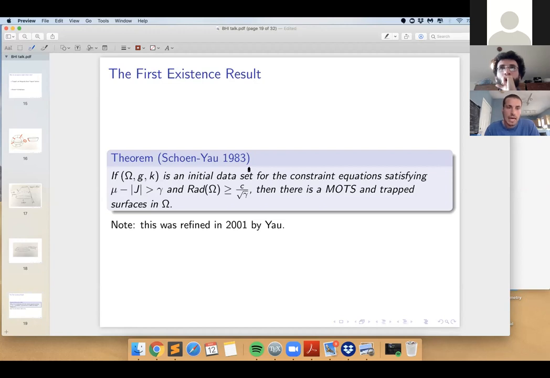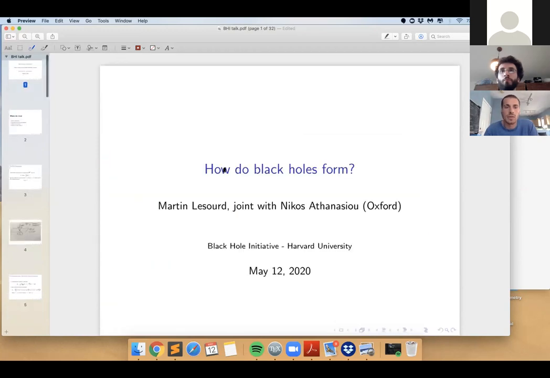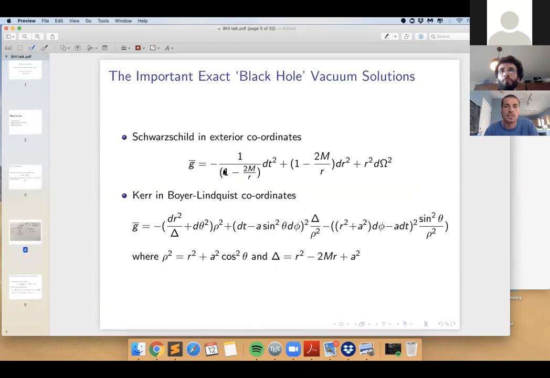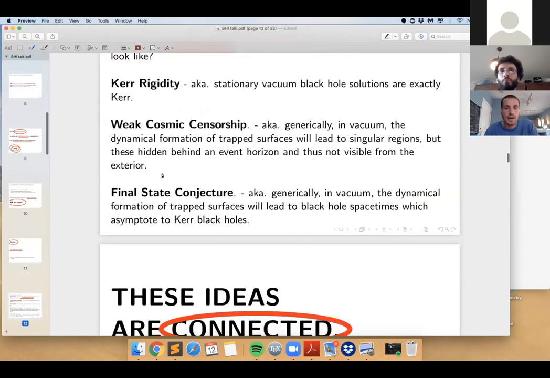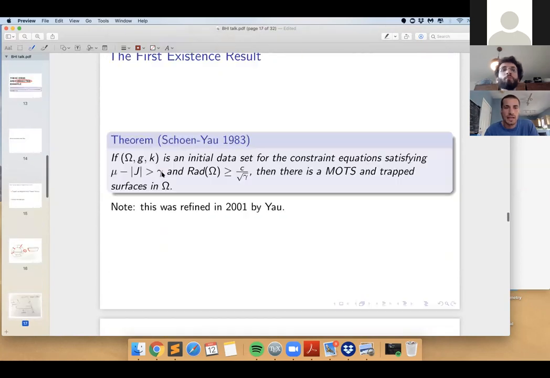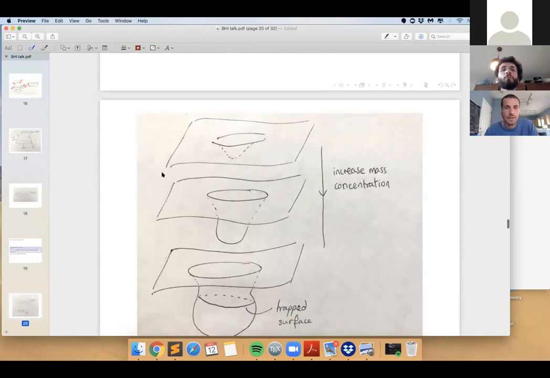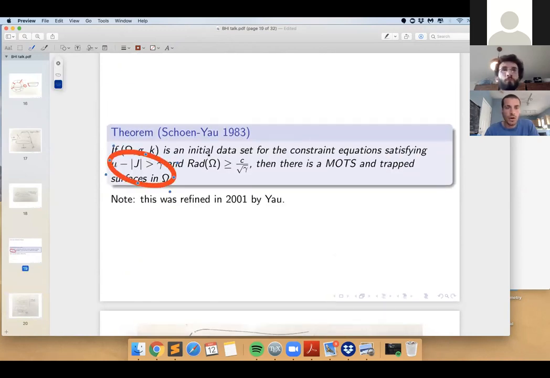But anyway, we have an initial data set for the constraint equations. I didn't speak so much about that because it doesn't feature so much in the talk. But anyway, the point is that the initial data set is a slice, right? If we come back all the way to the picture at the very beginning, my initial data set was the slice. So I'm now thinking of the slice. And what I'm saying is, this existence result is telling us, well, if some mass bound holds and some radius bound for the region holds, then there are trapped surfaces inside.